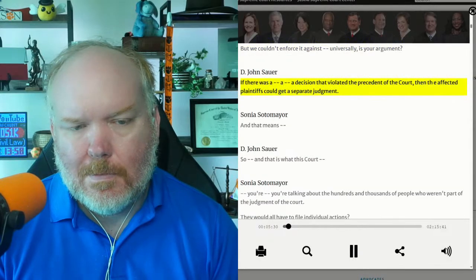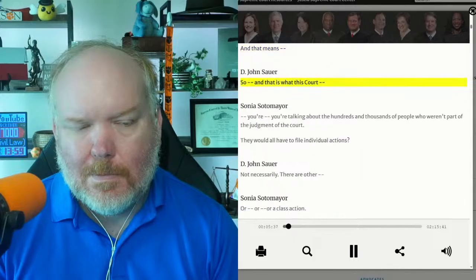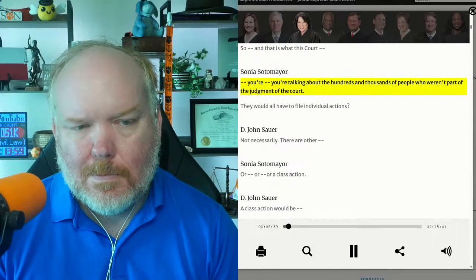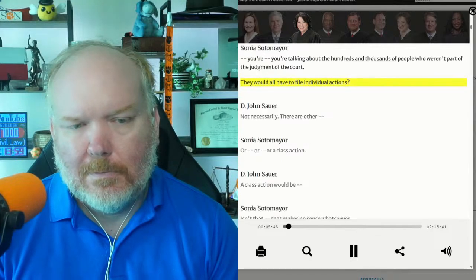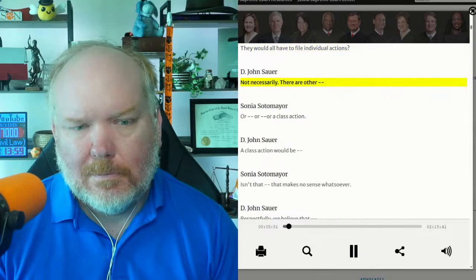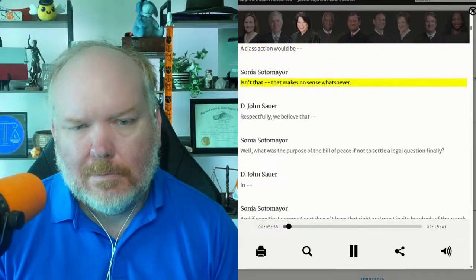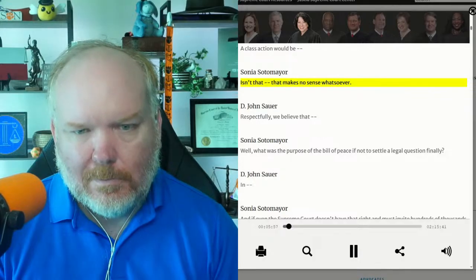If there was a decision that violated the precedent of the court, then the affected plaintiffs could get a separate judgment. And that means you're talking about the hundreds and thousands of people who weren't part of the judgment of the court. They would all have to file individual actions? Not necessarily. Or a class action. A class action would be the way that makes no sense whatsoever.